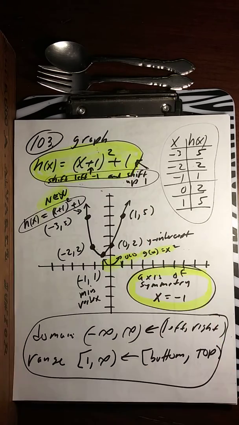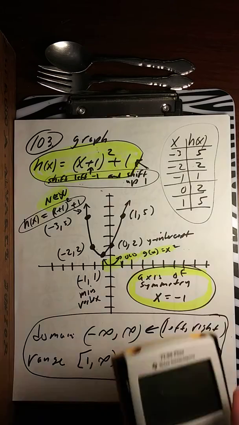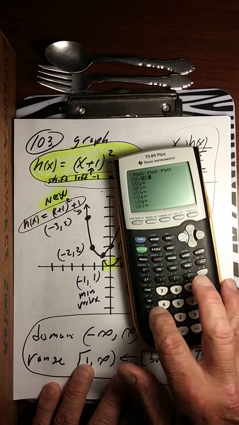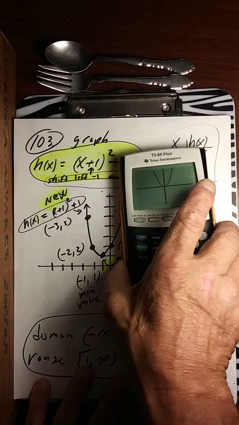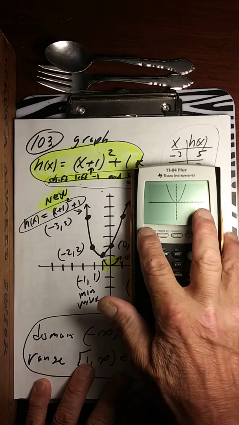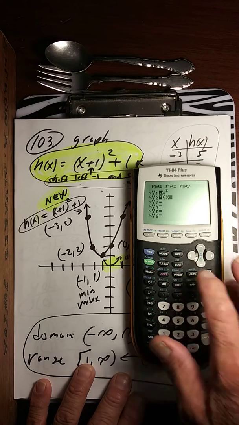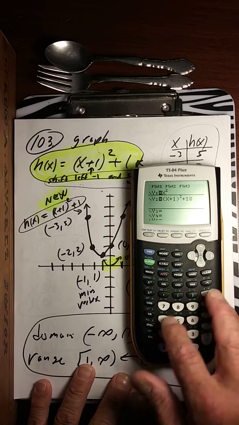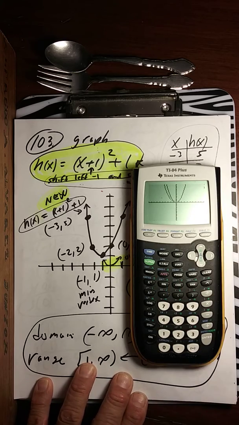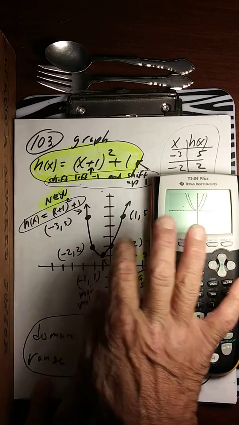X plus 1 squared plus 1. Okay. Let's put the original problem in there. So, x squared, hit graph. There it is. So now let's put the new one. The new one is going to be x plus 1 squared plus 1, hit graph. So it's shifted to the left and up a little bit, this way and up.